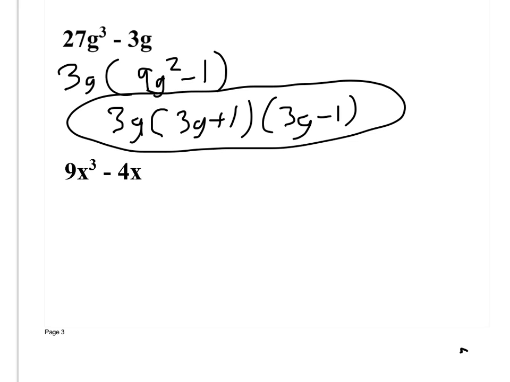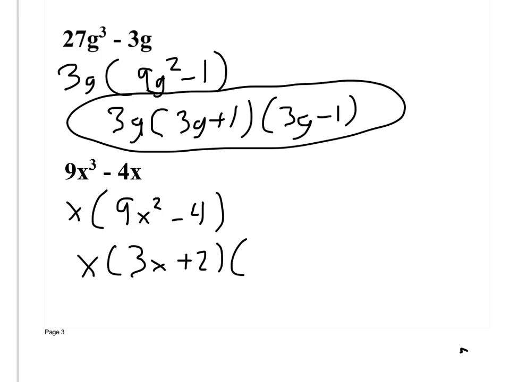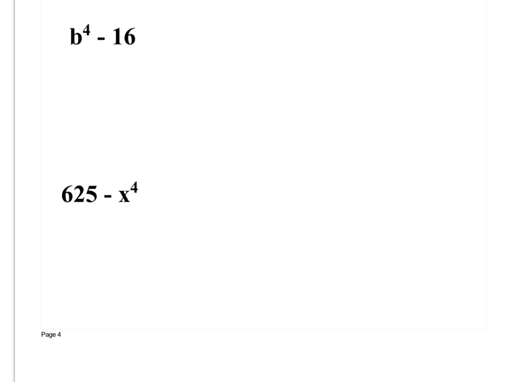9x cubed minus 4x. Now this is not a difference of squares yet because it's cubed. So what I've got to do is factor out an x. There's nothing else that factors out. I'm left with 9x squared minus 4. That's the difference of squares because each one of these is squared. So my answer is this. Now, does it matter if I had minus 2 here and plus 2 here? No, it doesn't.